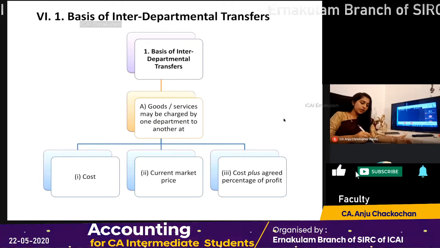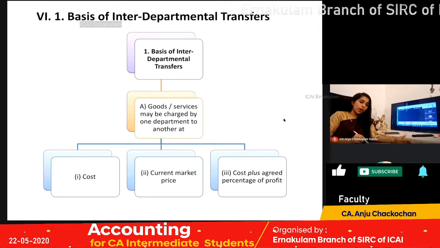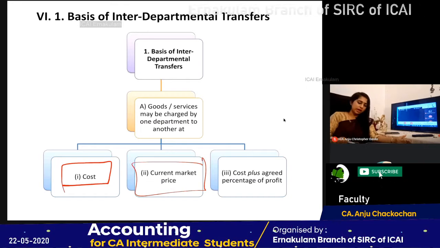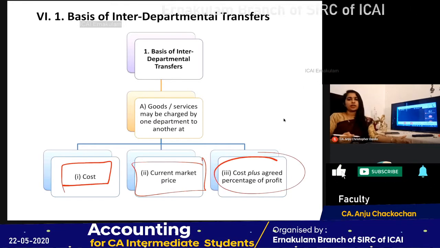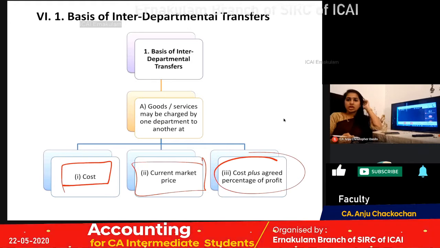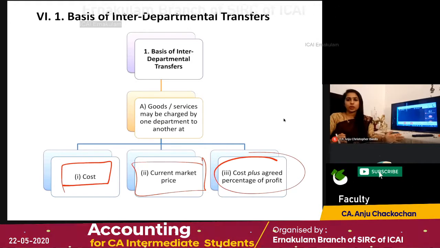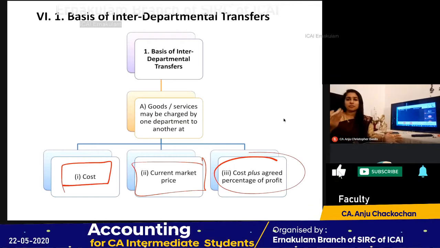So first one, how do they transfer? One, it was at cost, and then next it was at current market price or at cost plus an agreed profit ratio. So these are the major 3 ways in which we can transfer: one at cost, or at cost plus profit margin, or at the current market price.